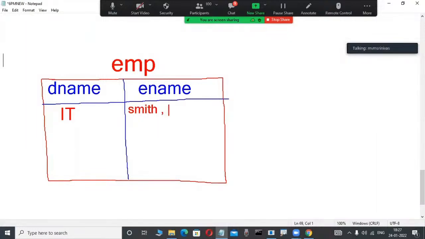The ABC employee, comma. Alan is an employee, comma. Ward is an employee, for example. I am representing what? Three employees are working in where? This IT department. That's why I am representing that data in the format like this only. Maybe IT is a department. In that department, Smith, Allen, Ward are working.